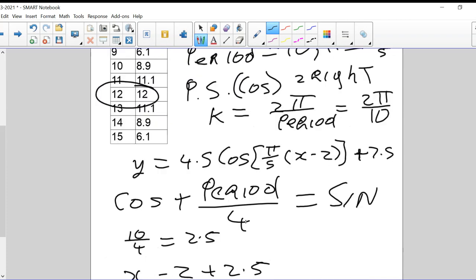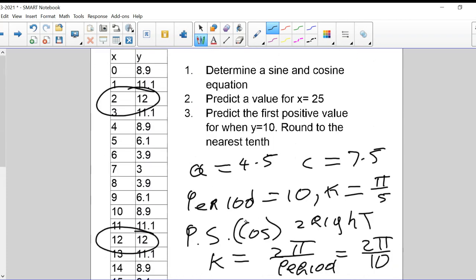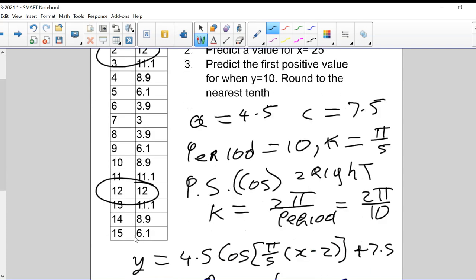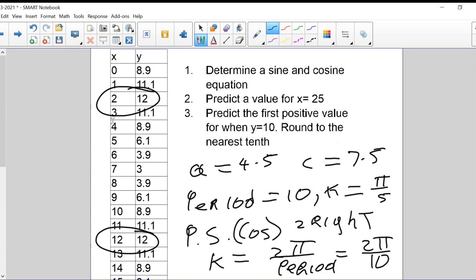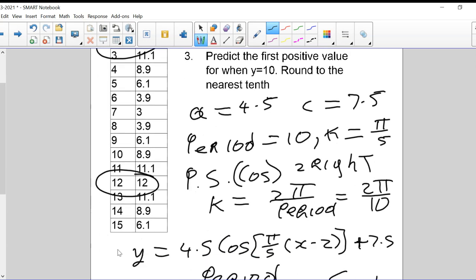Okay, let's answer some more questions now. So we've got the sine and the cosine equations. Predict a value for when x is equal to 25. Now, if you look at the table of values, there is no 25 in the table. The table stops at 15. So how do we know what the value is likely to be when x is 25? Well, what do you think, folks?